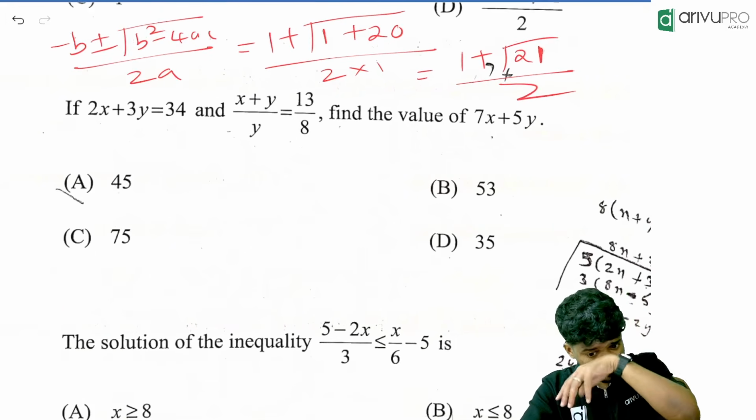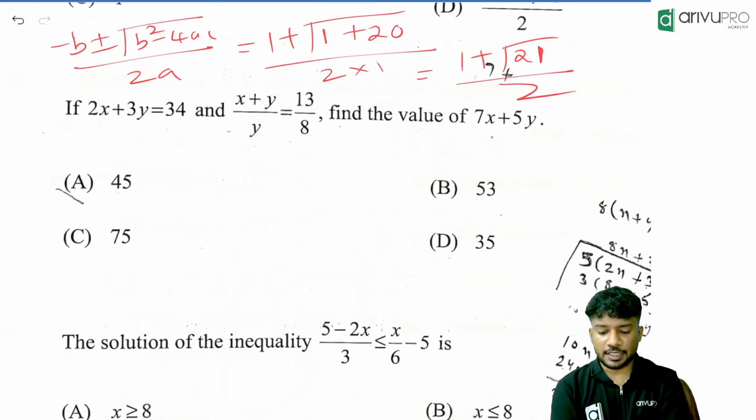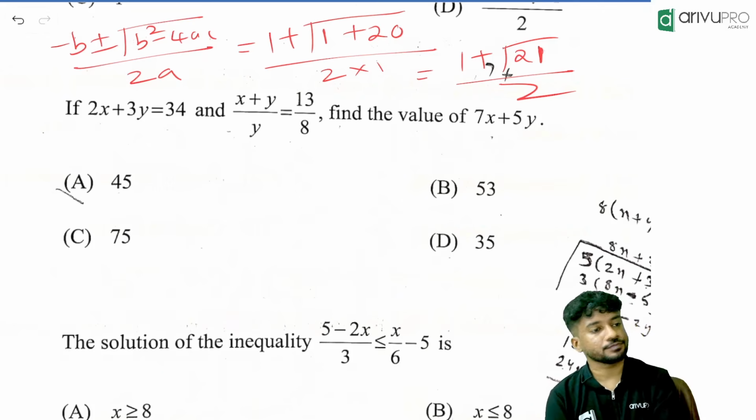This one, can anyone find? Get me the answer for this. This is a linear equation in two variables. How to go about it? We need to find the value of 7x plus 5y. Okay. Accordingly, do it for me.